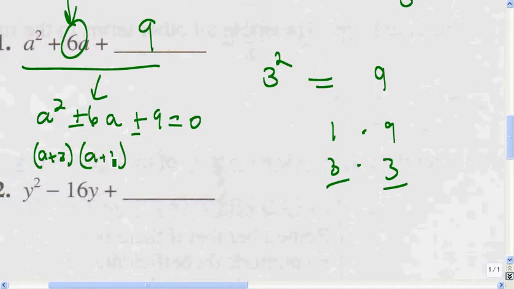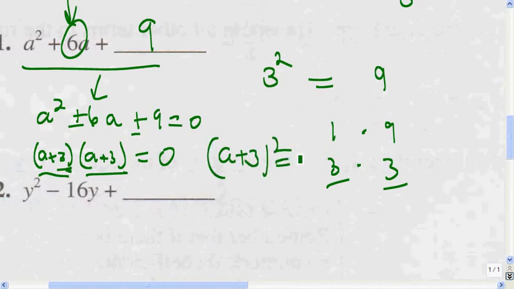Probably should have written that bigger because it's going to look blurry on YouTube. But anyways, what I have here is a plus 3 and a plus 3 equals 0. Now you notice how they're both the same, right? Another way of writing that is a plus 3 squared equals 0. Because this is a plus 3 times a plus 3, and a plus 3 squared means that I multiply a plus 3 times itself. So this is what a perfect square trinomial is: when you factor it, you get the same thing. The factors are the same, okay?